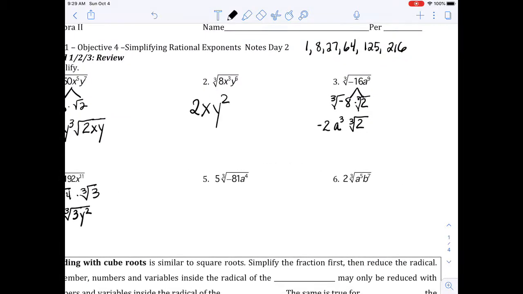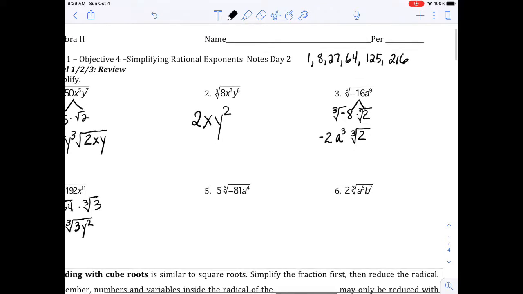Number 5, 5 cube root negative 81a to the 4th. So again, negative 81, not under our list of perfect cubes. So we're going to take our calculator and we're going to divide. 81 divided by 8, no. 81 divided by 27, yes, 3 times. So carry the negative to the perfect cube.